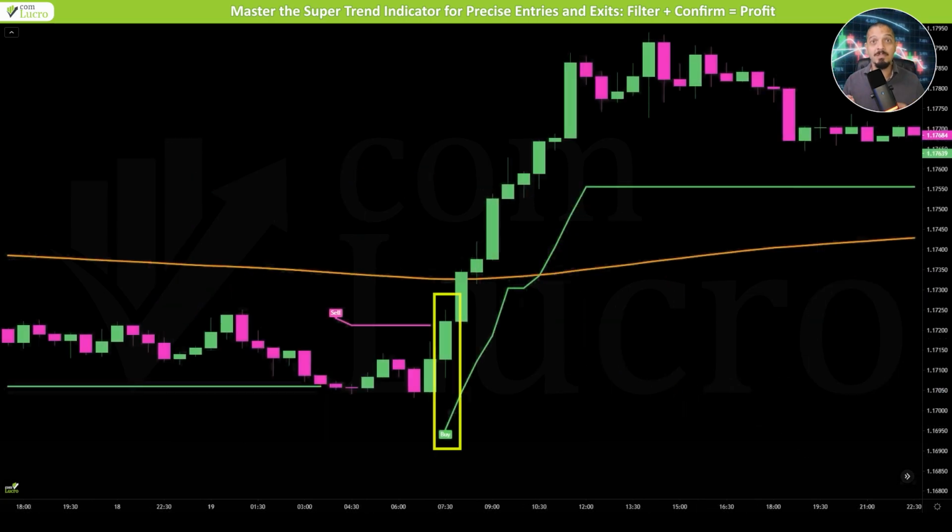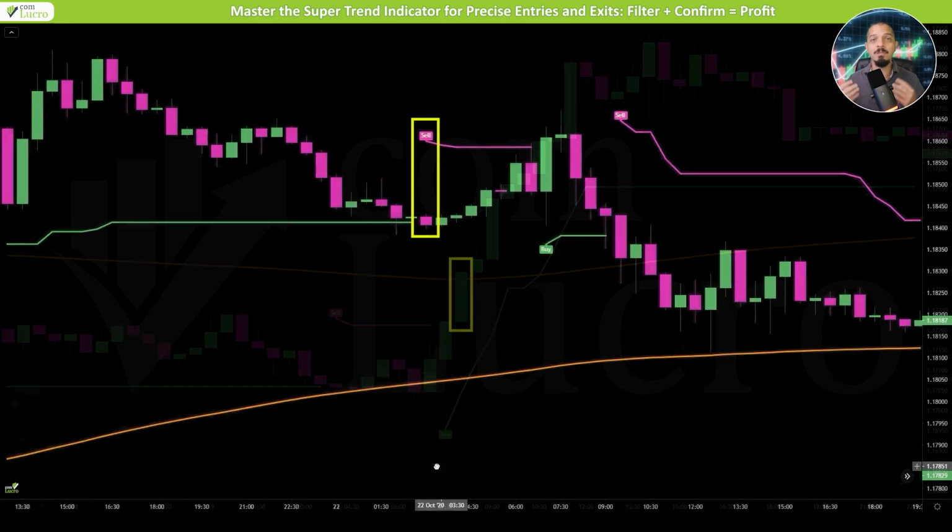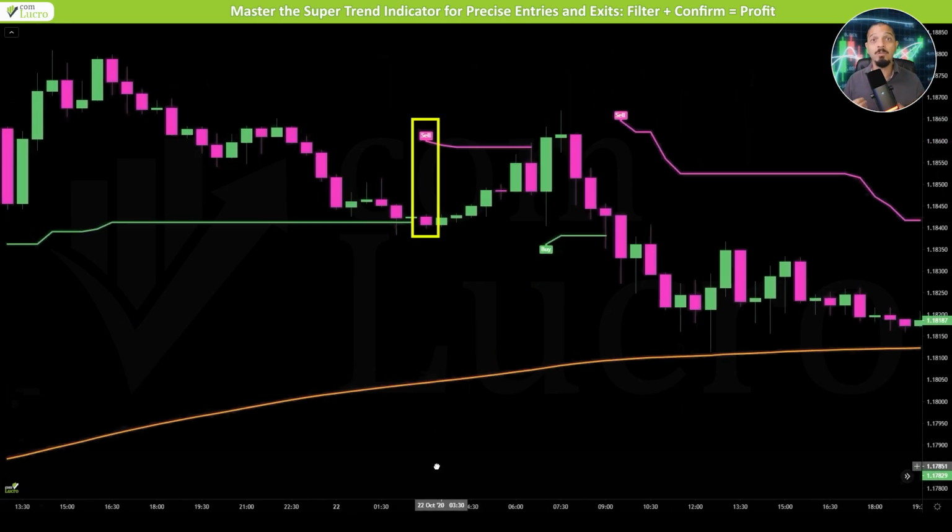For example, in this chart, the Super Trend gave a buy signal, but the price was still below the 200 EMA, so we don't take positions yet. Once the price crosses above the 200 EMA while the Super Trend is still green, that's the time to take a buy position. You close your trade when the super trend turns red.